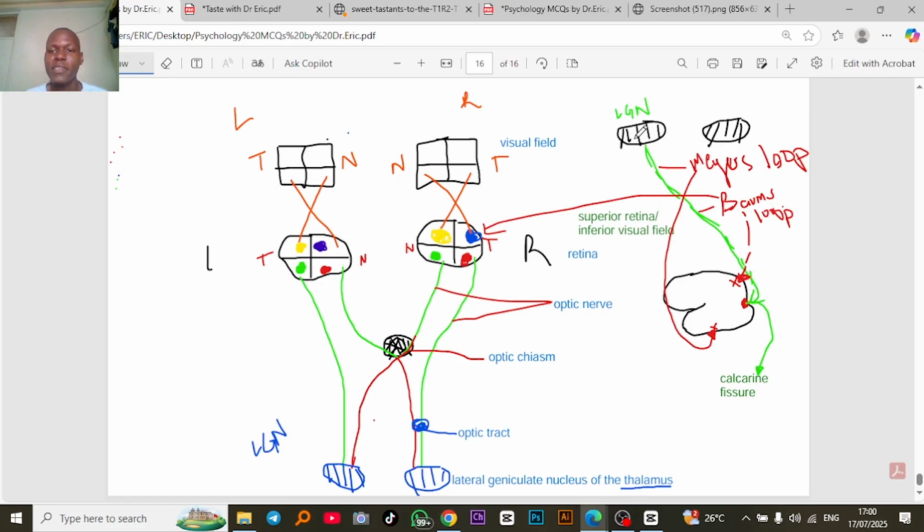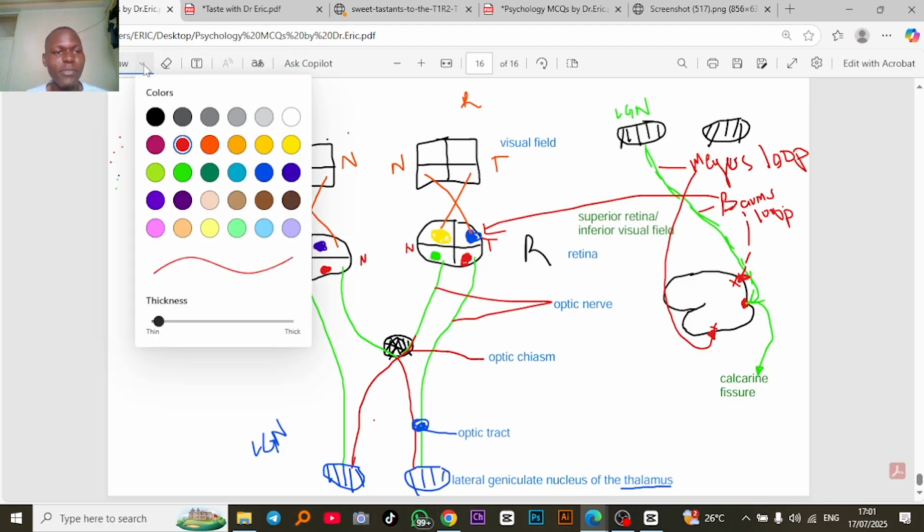But the whole point is that optic radiations carry information in the calcarine fissure. That's why I have the primary visual cortex. However, some of these fibers will move to these lobes separately, and we shall see the importance of the information taken to these parts.